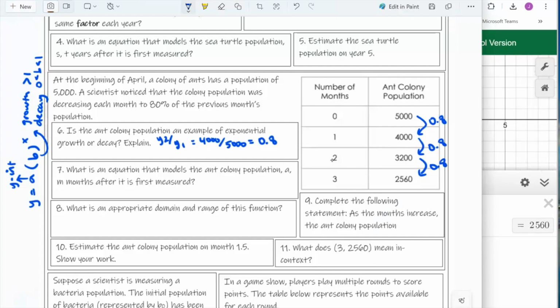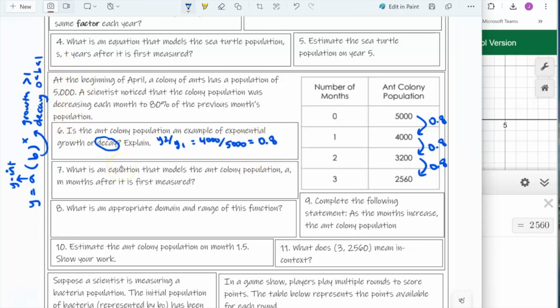Why? Because it is changing by the same factor or the same rate. So multiplying by 0.8 every time means it's exponential. Therefore, I can say now it's exponential decay. I couldn't say it was decay before because I didn't know if it was exponential or not. So this is decay. And now what's the reason as to why it's decay? Looking back at your notes, it's decay if it's between 0 and 1. It's growth if it's greater than 1. If you look at 0.8, it's between 0 and 1, therefore it is decay.